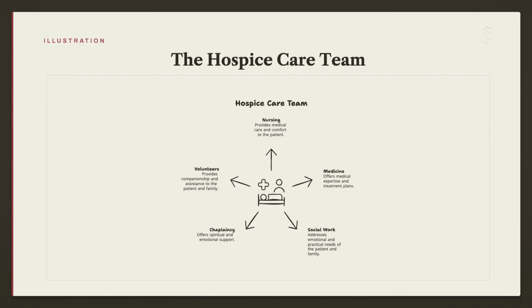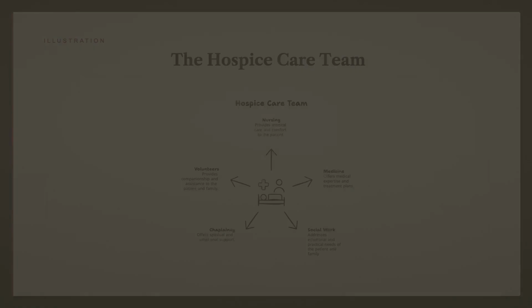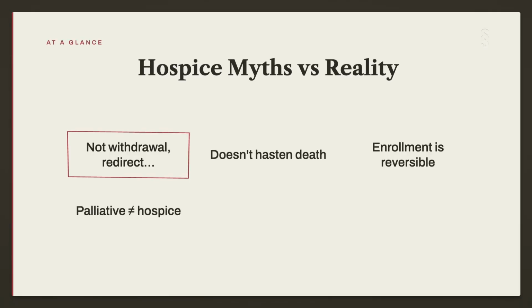Hospice reorganizes what care aims at. Aggressive symptom management becomes the primary clinical work, treating pain, nausea, and anxiety without the usual dosing ceilings. An interdisciplinary team of nursing, medicine, social work, chaplaincy, and volunteers supports both patient and family around the clock. The key exam distinction: hospice is not withdrawal of care but redirection of it. Treatment often intensifies, and it does not hasten death.